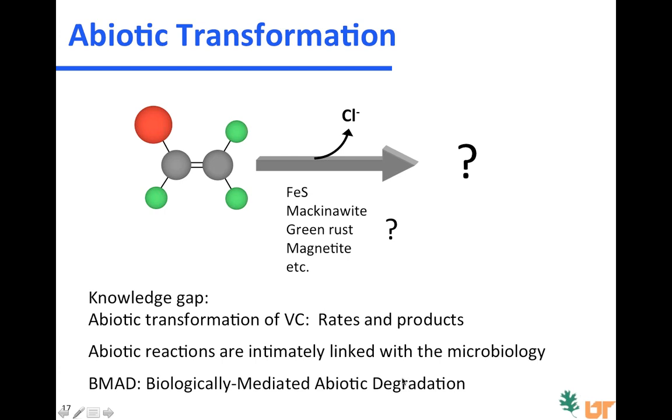Again, the point is not to look at abiotic mechanisms only. We have to look at the microbiology that generates these active minerals and then look at their interactions with contaminants like vinyl chloride. So this BMAT concept needs to be explored in more detail, especially when it comes to vinyl chloride attenuation in large dilute plumes or in post-remediation scenarios. What are the contributions of abiotic reactions to vinyl chloride attenuation?